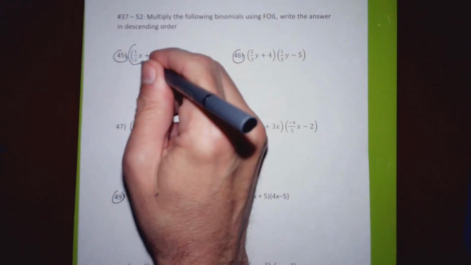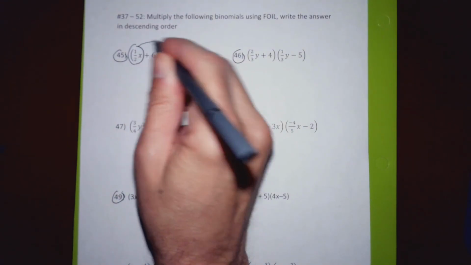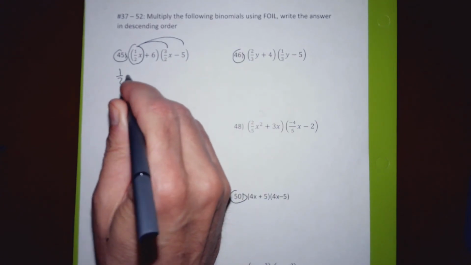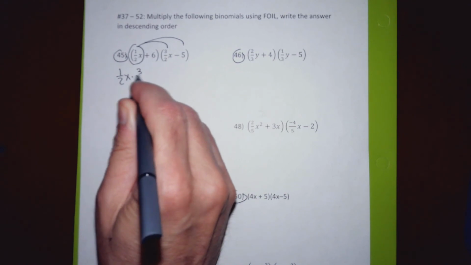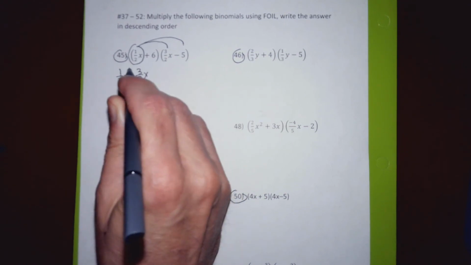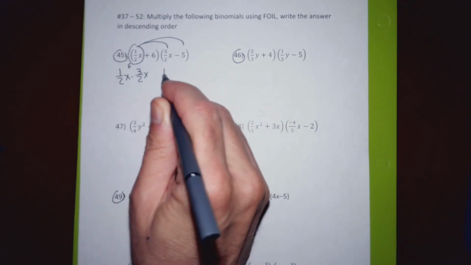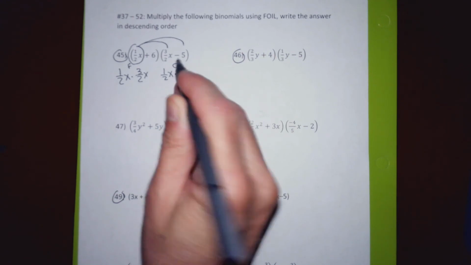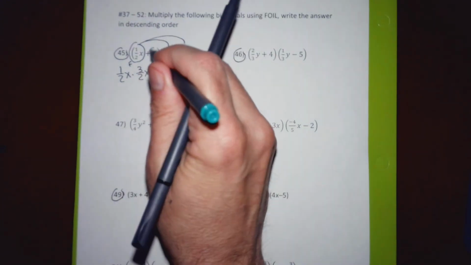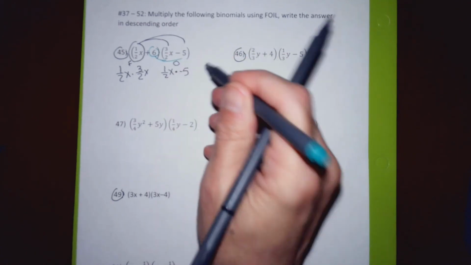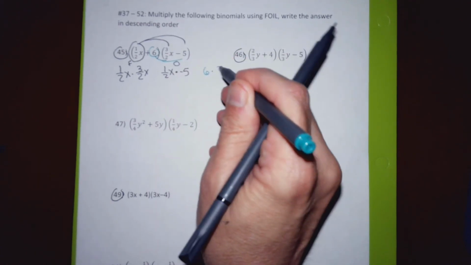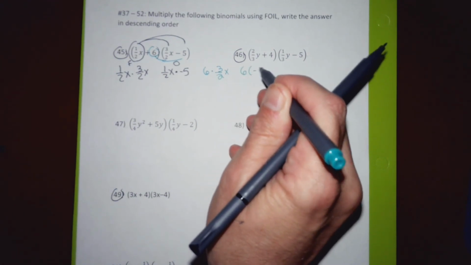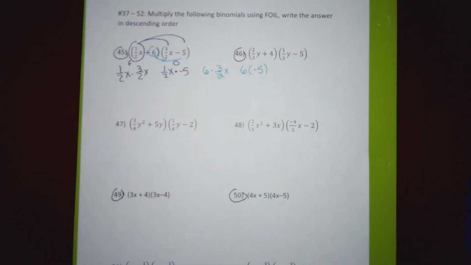So I'm going to start off taking the 1/2 x in the left parentheses. I'm going to multiply it by both terms in the right parentheses. So I'm going to do 1/2 x times 3/2 x. That's called firsts. Then I'm going to do 1/2 x times minus 5. That's called outers. Then I'll start with the 6 in the left parentheses, multiply it by both terms in the right parentheses. I'm going to multiply 6 times 3/2 x, and I'm going to multiply 6 times minus 5. I got some ugliness to deal with here.